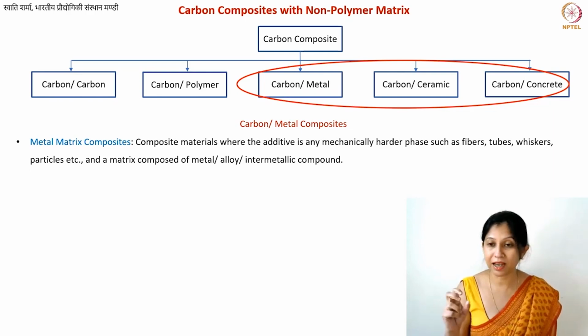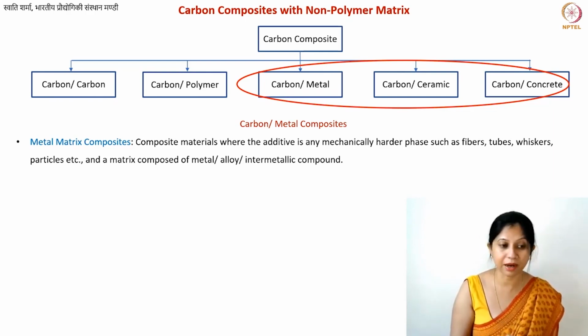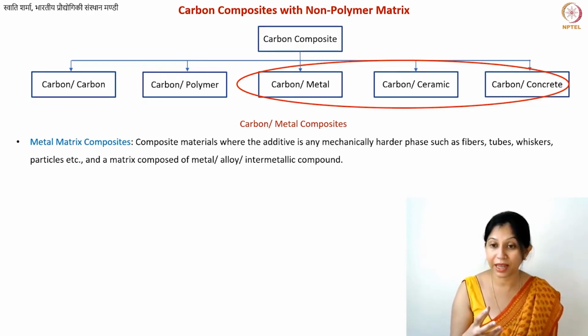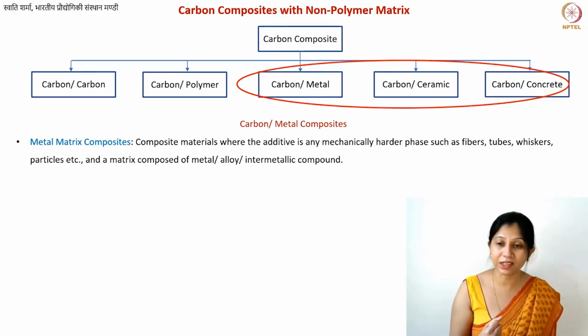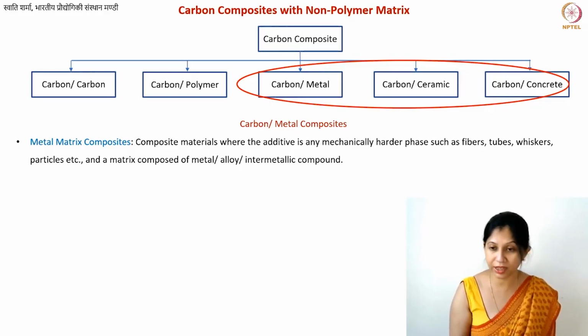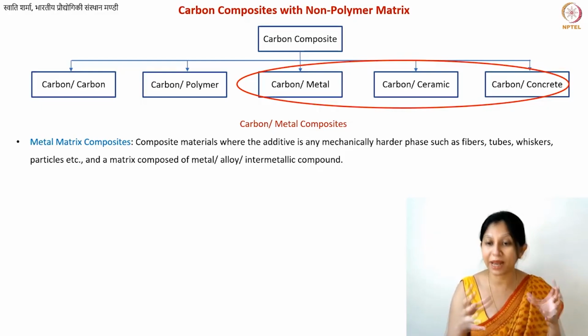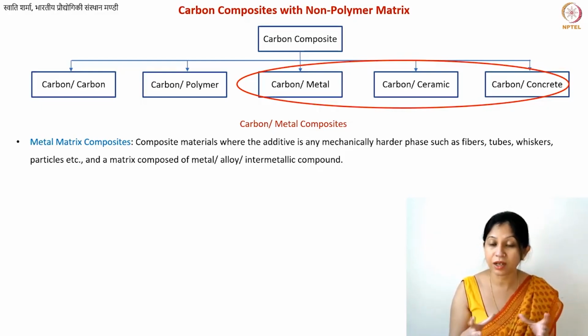Why? Because the metals have different properties compared to your polymers. Their melting points are different. They have different ductility values. So that is why slight changes in the process will definitely be there. When we say metal matrix, it doesn't have to be an element. It can also be an alloy. It can even be an intermetallic compound. So any metal-based matrix is what we are talking about.